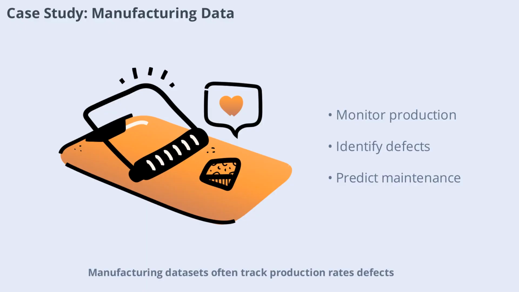Manufacturing datasets often track production rates, defects, and equipment performance. EDA helps you identify inefficiencies, monitor quality, and predict maintenance needs. By exploring these variables, manufacturers can improve productivity and reduce costs.